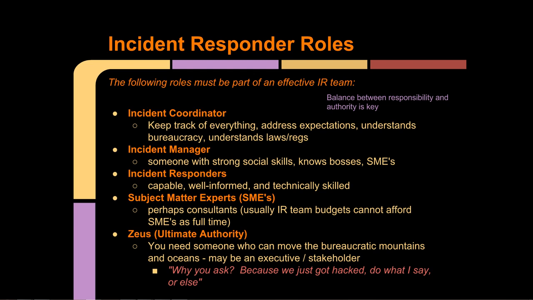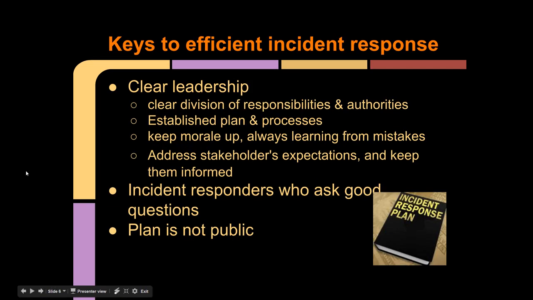This person has ultimate authority and can threaten to fire people if they do not comply with your request to resolve the incident. And so they can move the bureaucratic mountains and oceans, and they may be some form of executive or stakeholder at a similar level. So the executive might be the CISO or CTO, and they have the right to fire people in the general case.